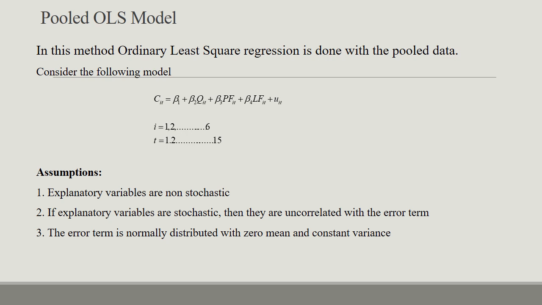So before going to the estimation of panel data, I have already mentioned we are going to use the ordinary least squares method. So the assumptions of ordinary least squares methods are also applicable. Here I have mentioned number 1 assumption, explanatory variables are non-stochastic. Number 2, if explanatory variables are stochastic, then they are uncorrelated with the error term. Number 3, the error term is normally distributed with mean 0 and constant variance.